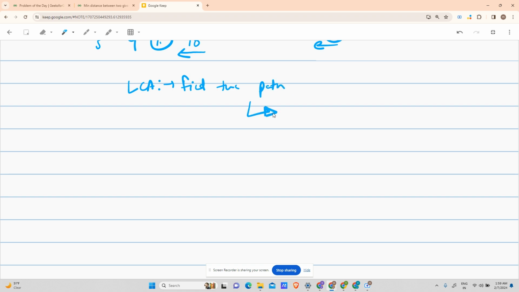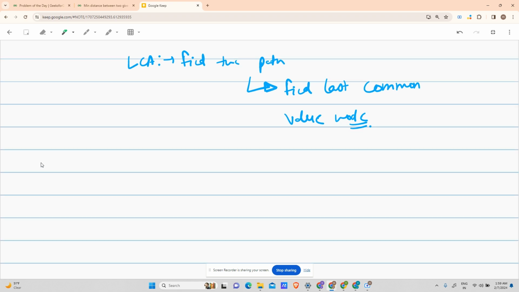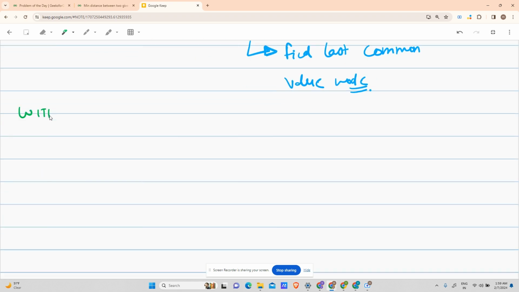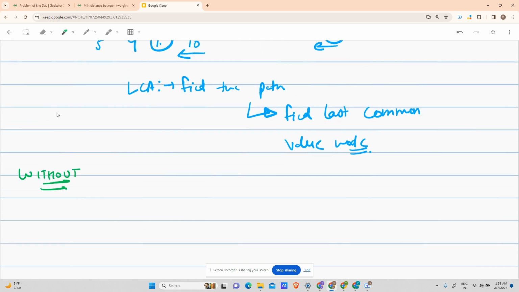and then find the last common value node, right? This is the first brute force, I will say efficient but using space. I will try to solve it without using space. Yeah, obviously the recursion stack space will be there, but without storing the nodes, without storing the path space.